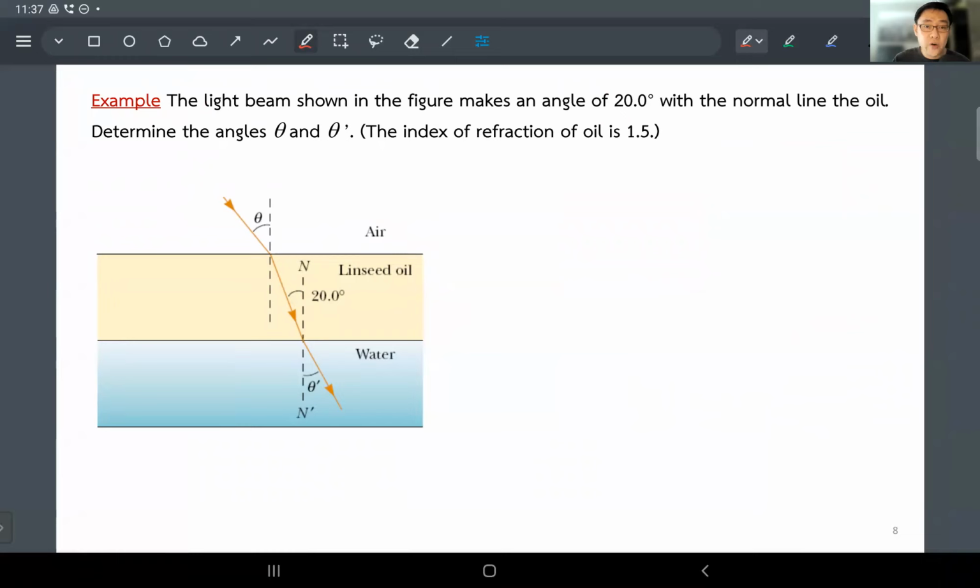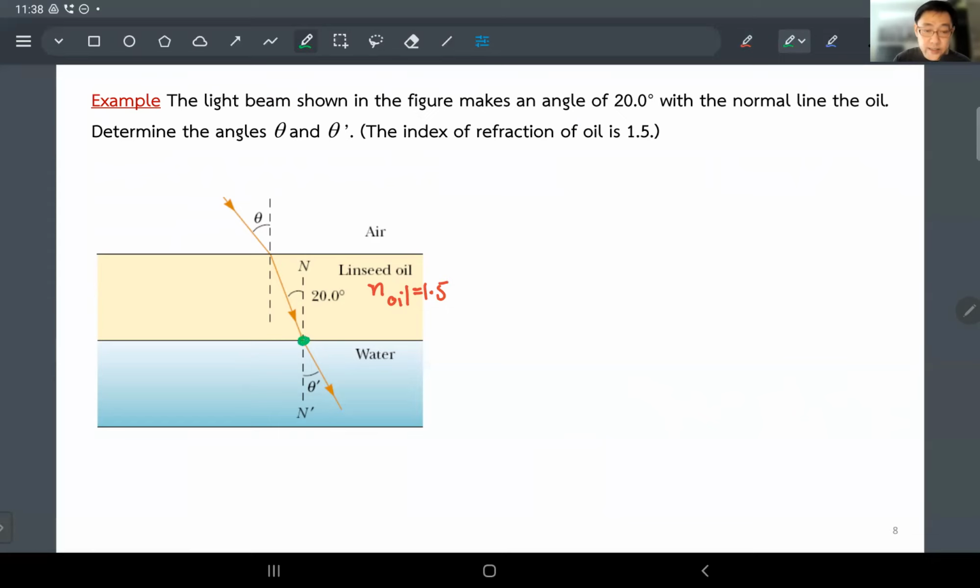So the light beam shown in the figure makes an angle of 20 degrees with the normal line in the oil. Determine the angle theta on top and theta prime at the bottom. The index of refraction of oil is given to be 1.5. Okay, so this one is good. So let me put this one, n in oil, to be 1.5. Let's apply Snell's law at a point.